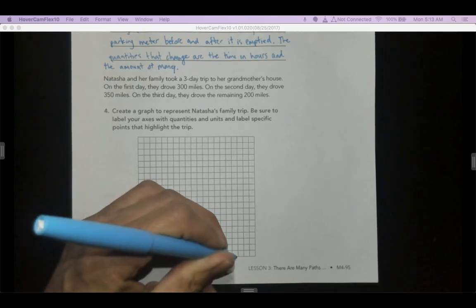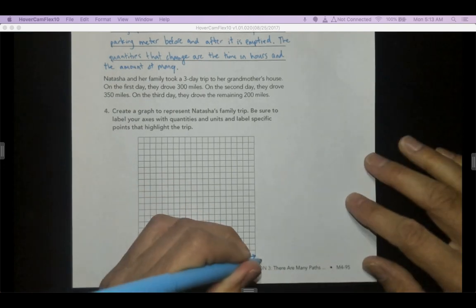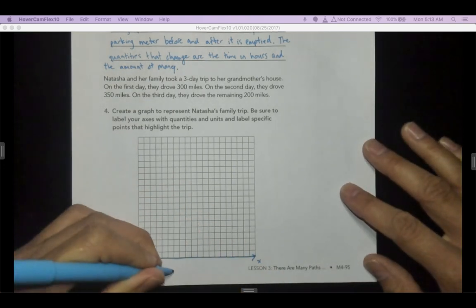So along here at the bottom is the x-axis, and I would say that this would be the number of days.